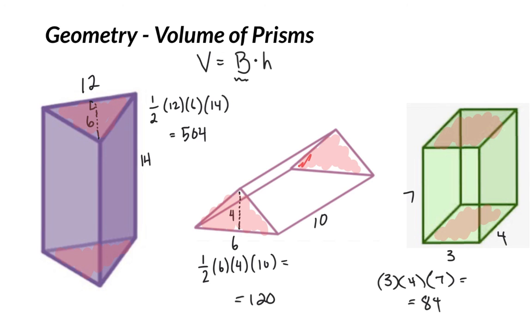So to find the volume of a prism, it really is dependent on what those bases are. We might have to use a lot of different formulas depending on the type of base we have. But just remember, find the area of the base and then multiply that by the height, and that will give you the volume.